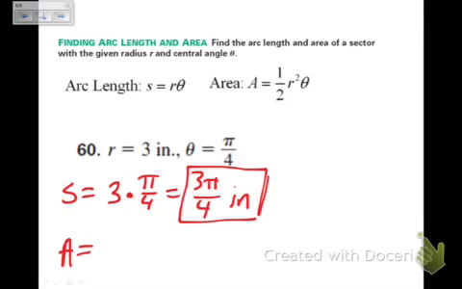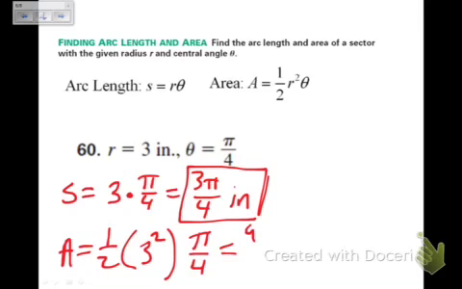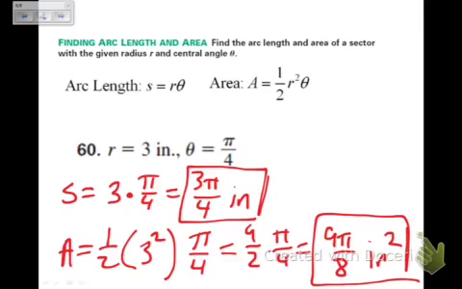Then to find the area, I'll take 1/2 times 3 squared times pi over 4. Well, 3 squared is 9, so I get 9 over 2 times pi over 4, which gives me 9 pi over 8, and it'd be inches squared since it is area. And again, you can multiply that out if you want, or just leave it in terms of pi.